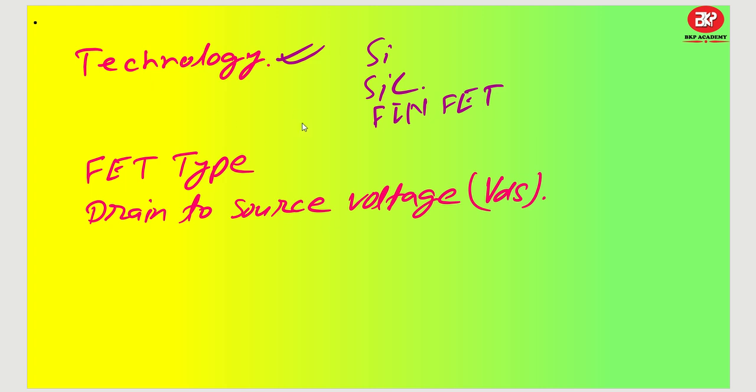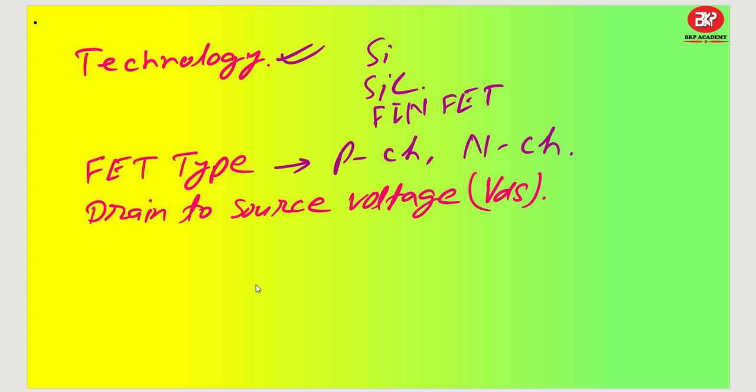So a lot of technology is there. Which technology you want to utilize, you have to first decide based on the advantages that they are offering. So this is what is called the FET type. FET type is basically whether it is going to be FinFET or something like that, as well as this can also be considered as your channel type, whether it is going to be P channel or N channel.